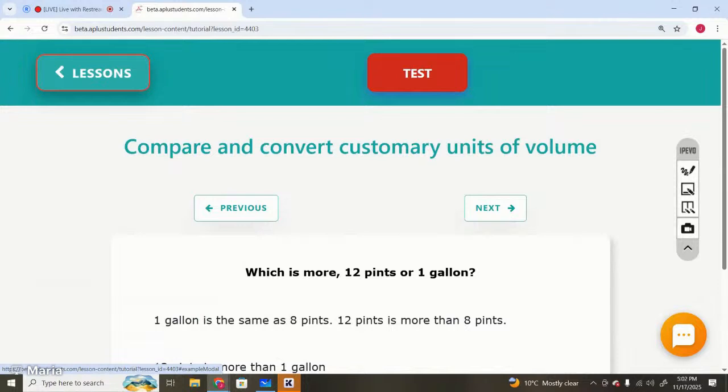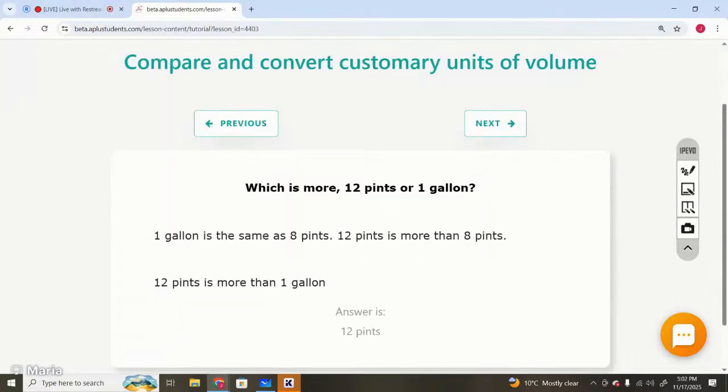Compare and convert customary units of volume. Which is more, 12 pints or 1 gallon? 1 gallon is the same as 8 pints. So 12 pints is more than 8 pints. So 12 pints is more than 1 gallon.